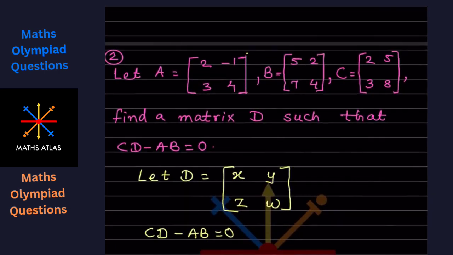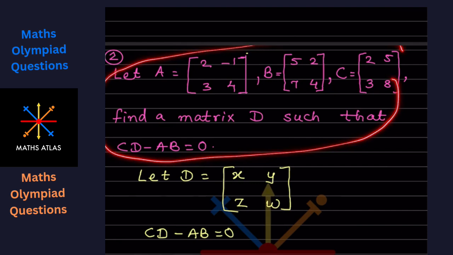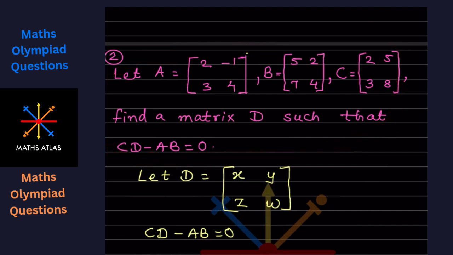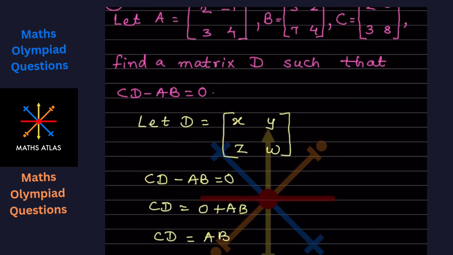The next one is the question given, and we have to find out CD minus AB is equal to 0. We know A, B and C, but we don't know D, so let us take any variable over here. I just put X, Y, Z and W, and let us take D as W. Now CD minus AB is 0, so we keep CD on this side. Minus AB, if you move it here, will be plus AB. So CD is going to be 0 plus AB.